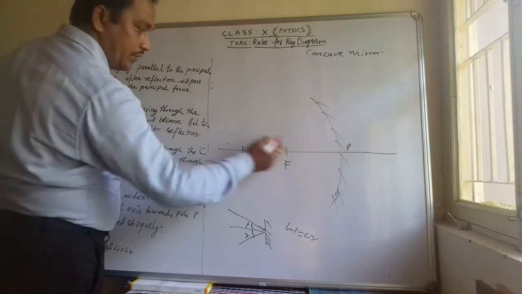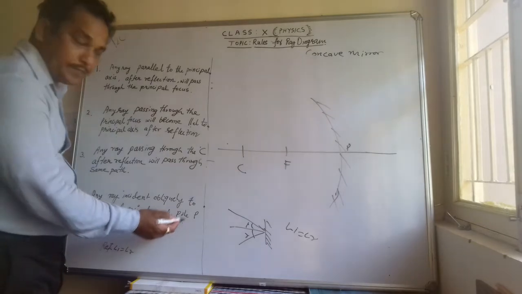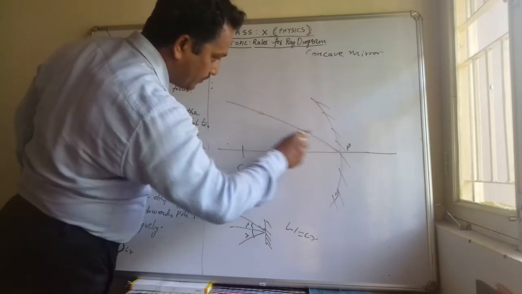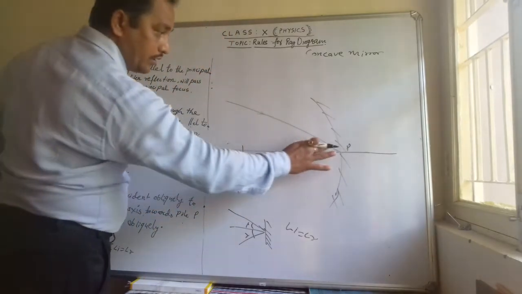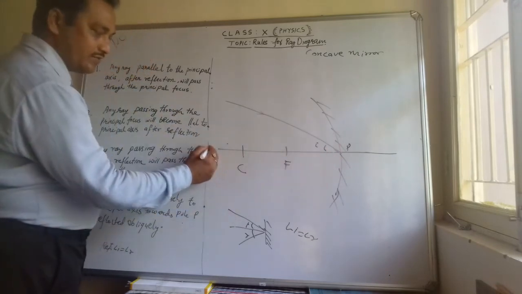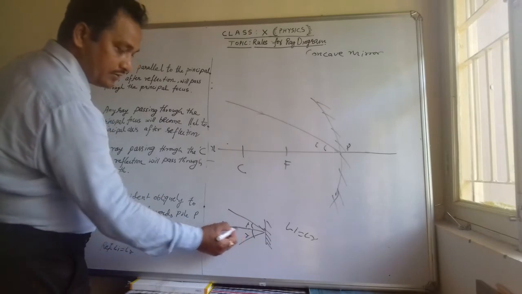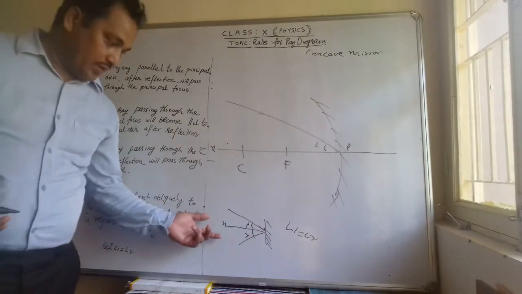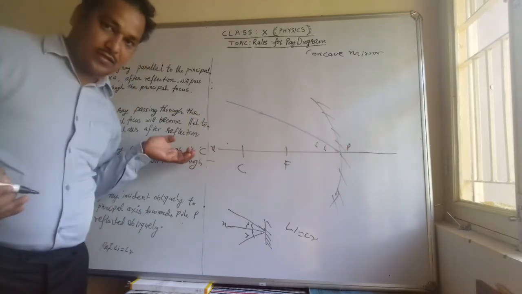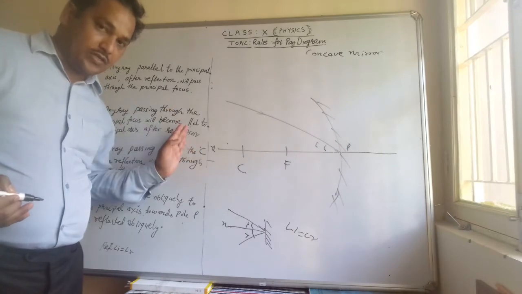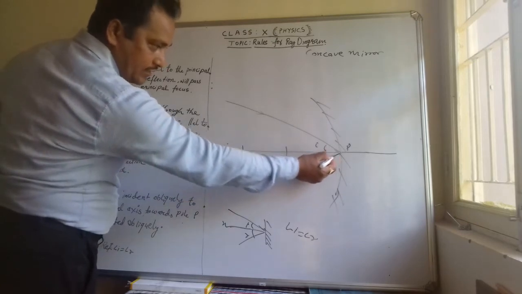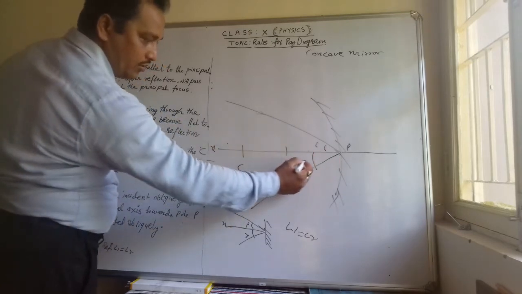So any ray which is going towards the pole P, for example this ray, what will happen to this ray after reflection? This will become the incident angle and the principal axis will become the normal, as in the case of the plane mirror you are aware of. The normal is always perpendicular to the surface. Here you will assume this is a small surface, and this line, the principal axis, will act as the normal to the surface. So the incident ray and reflected ray make the same angle with the normal, or principal axis.